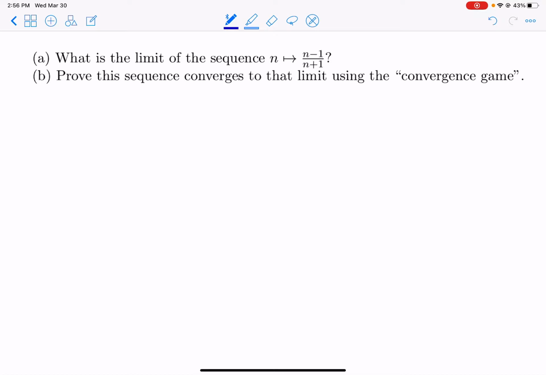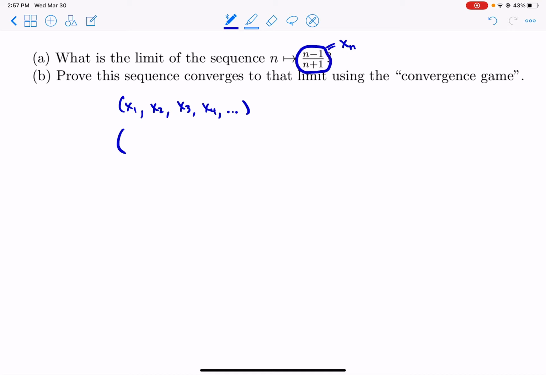Okay, hi everyone. What is the limit of this sequence? Well, let's first call this x sub n. And so what is x1, x2, x3, x4? Let's get a sense for this sequence.